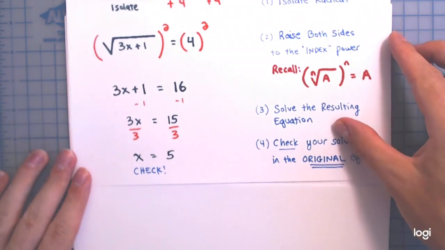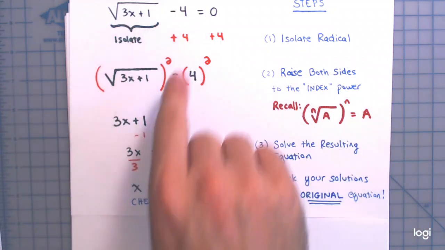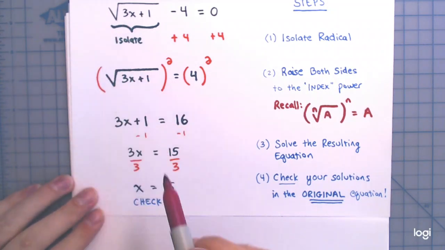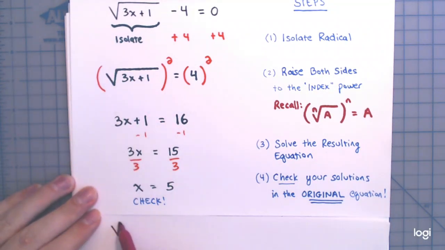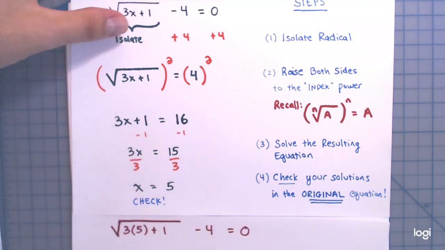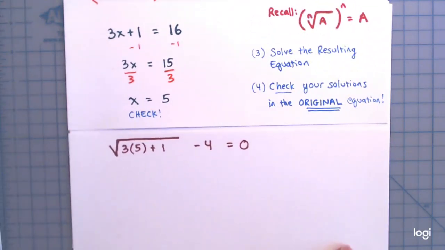So what was the original equation? I'll write it down again. Well, I'm not going to write it down. I'll just write what it's going to look like when I plug 5 in. So I'm going to plug 5 into the original equation. So we have the square root of 3 times, and then not x, but I'm going to replace x with 5, and then plus 1 in the radicand. And then after that, minus 4. Is that equal to 0? Let's see if this ends up being a true statement.